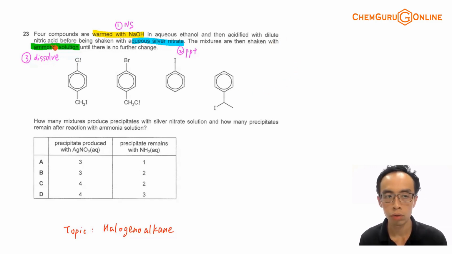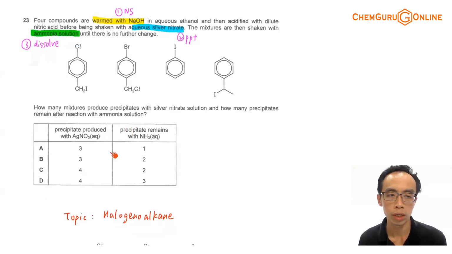Then we do acidification using nitric acid. Adding silver nitrate is to try to precipitate out my halide. Then if you shake it with ammonia, we see whether we can dissolve the silver chloride or bromide or iodide. Based on solubility, we can decide whether this is a chloride, bromide or iodide. And I have 4 compounds here, and the question is asking how many mixtures will produce a precipitate with silver nitrate and how many of them actually will remain when you react this with ammonia solution.